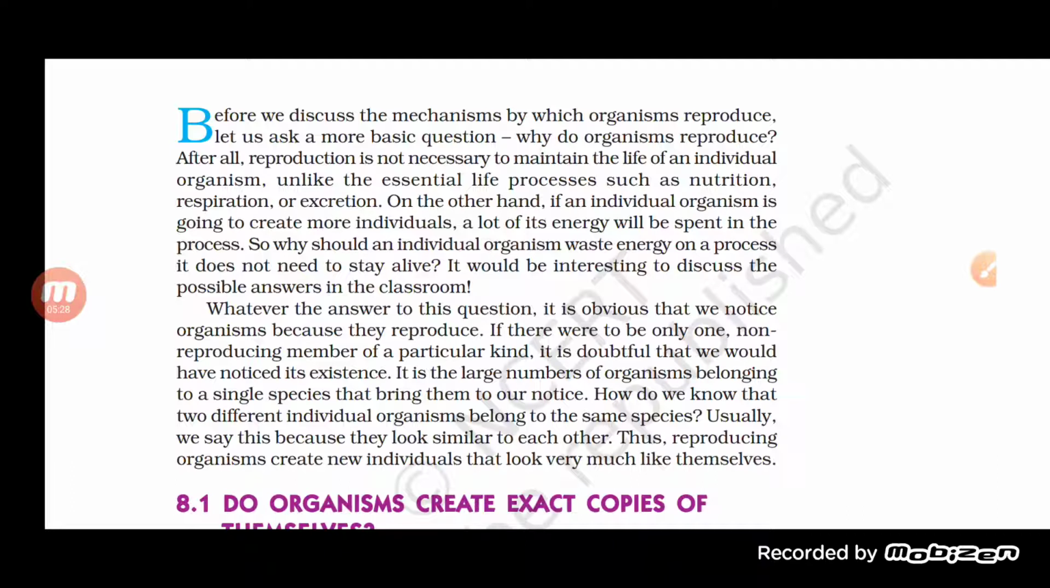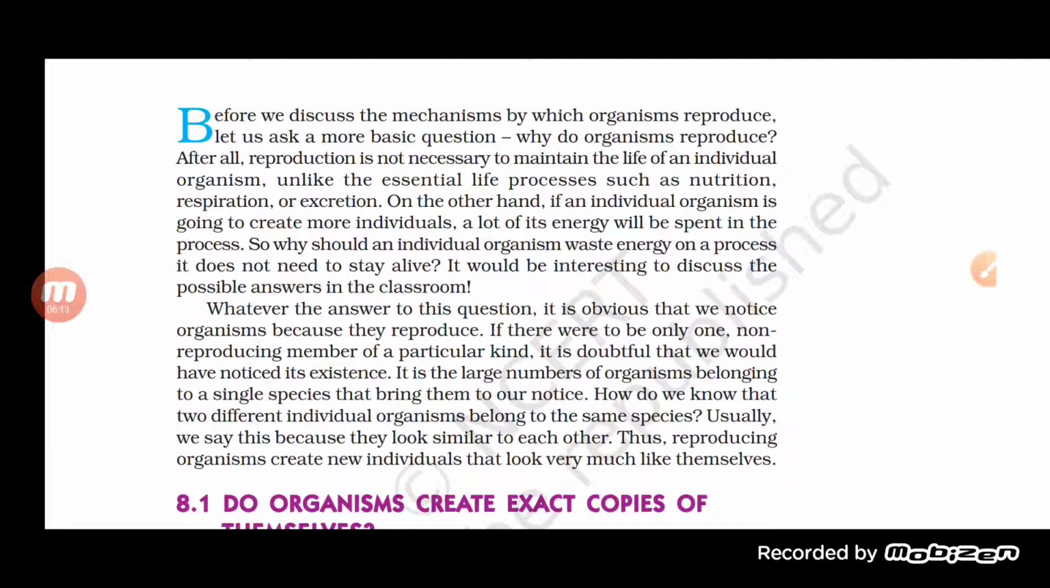Similarly, other organisms also give birth to their young ones so that their species continues to live on this earth. Many plants are there, students. Plants also reproduce with the help of seeds. When a seed germinates, roots and shoots grow from it, and that is how a new plant is formed. Let us see here.